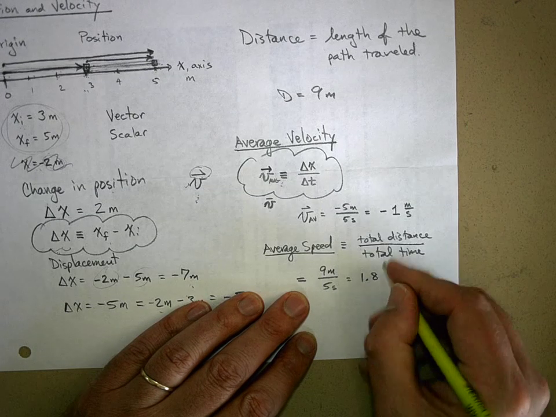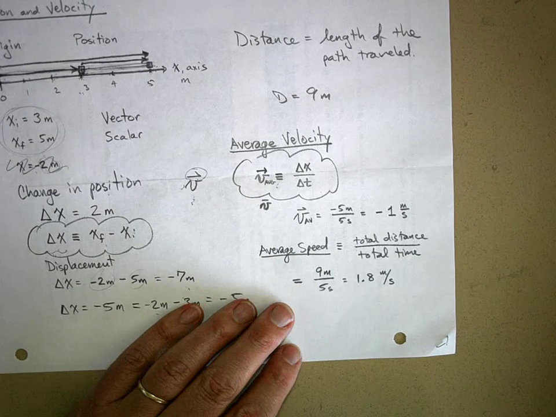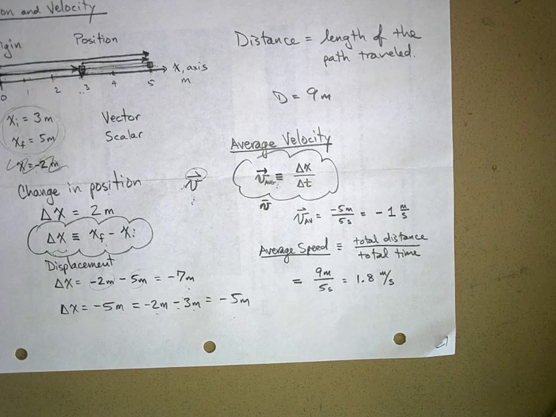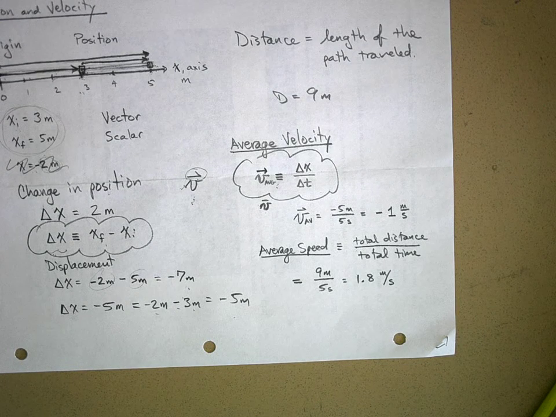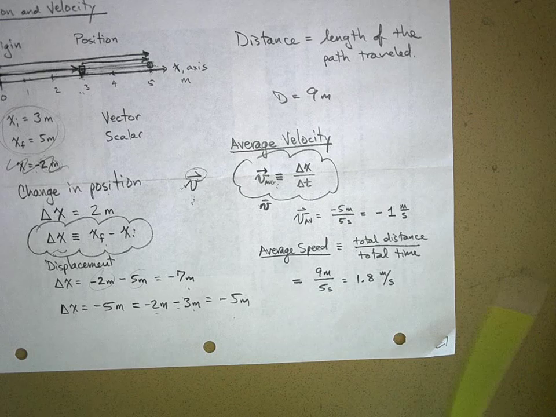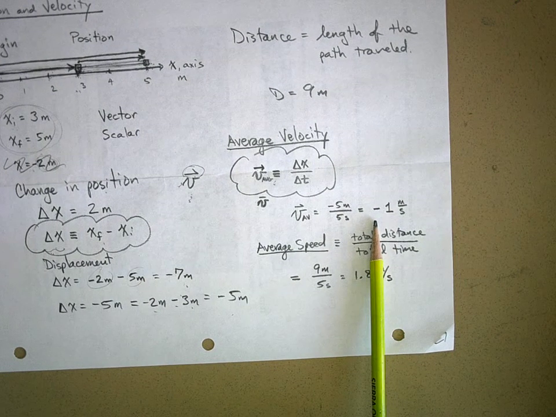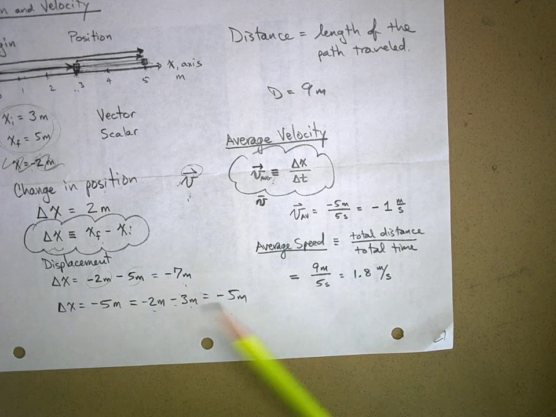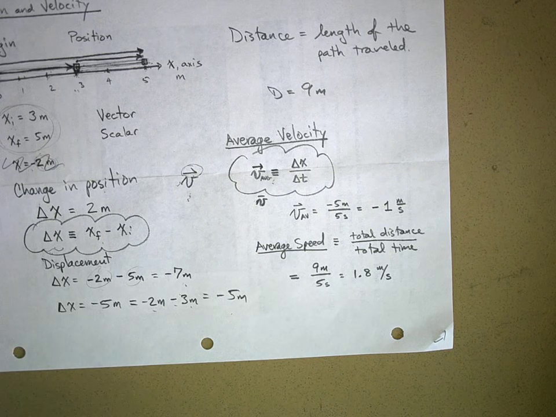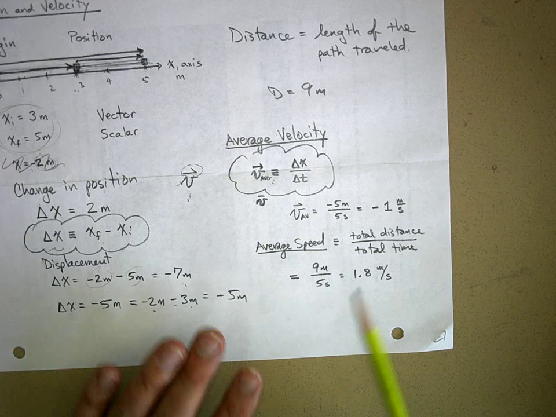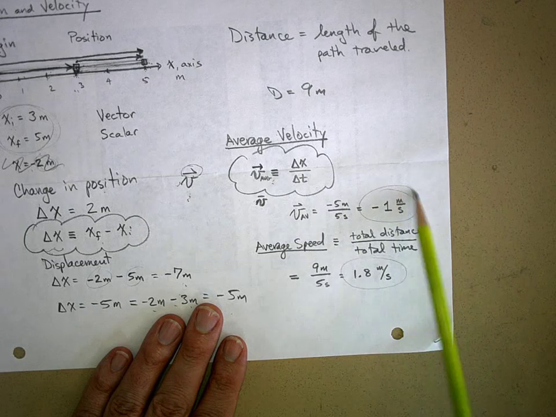meters per second. Now, think about this. Average speed can never be negative because you can't have a time interval that's negative. You can't go back in time. And there's no such thing as negative distance. So you have a positive divided by a positive. What does the negative mean here for average velocity, though? It just means direction. And velocity has a direction, speed doesn't. And notice that the answers are different because they mean different things.